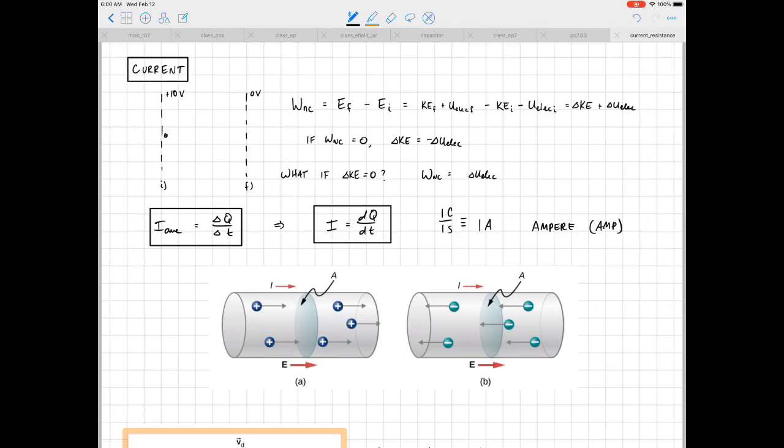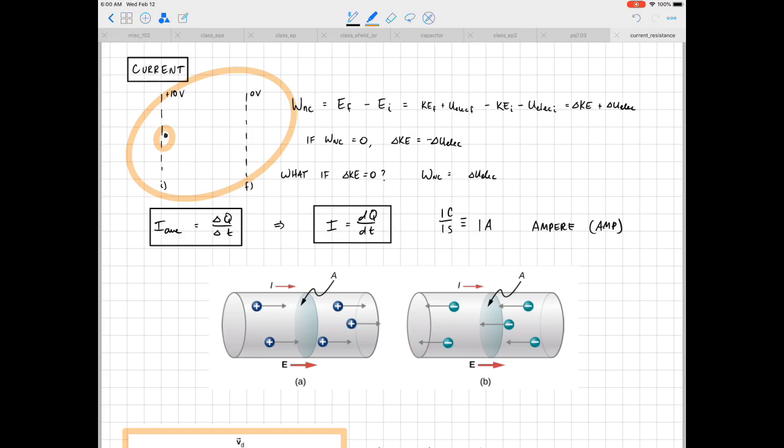So now we're going to talk about the idea of electric current. And the way I want to introduce current is to go back to an example that we've been looking at with the electric potential. The example drawn here has two equal voltage lines. I've got a plus 10 volt line and a 0 volt line. And I'm placing a positive charge essentially at the plus 10 volt potential line.